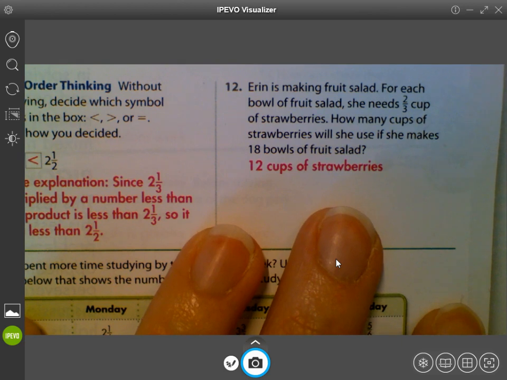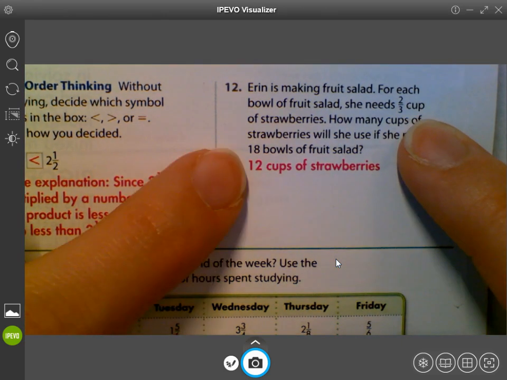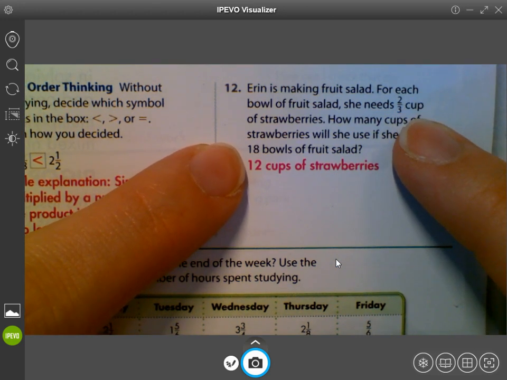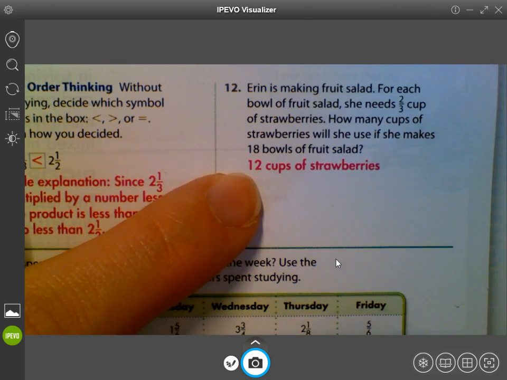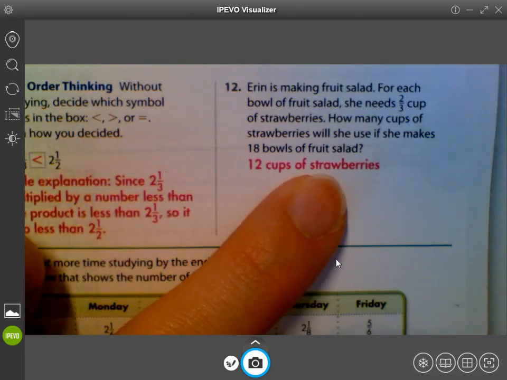So we would need to take the amount of cups of strawberries she needs for every bowl and multiply it by the amount of bowls she's making. So we would take 2/3 times 18, which would get us 36/3. Well, 36/3, that is an improper fraction. So when we ask how many times does 3 go into 36, it goes in 12 times with nothing left over. So our answer would be 12 cups of strawberries.